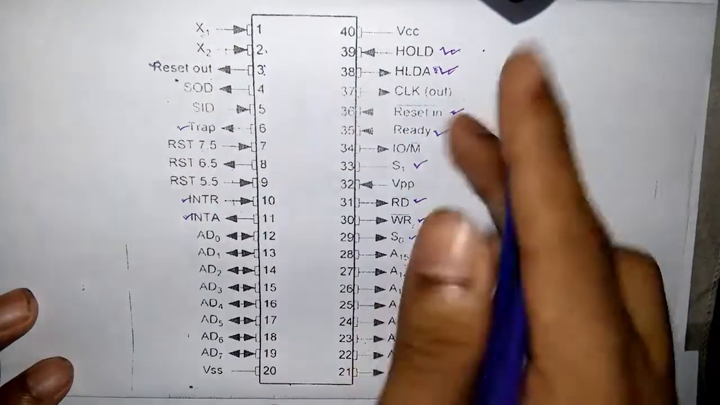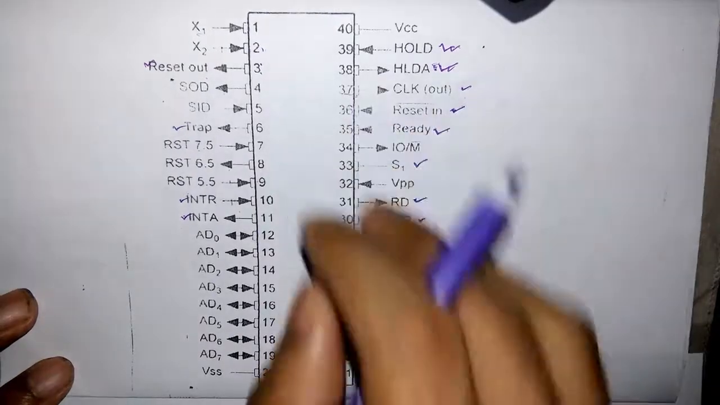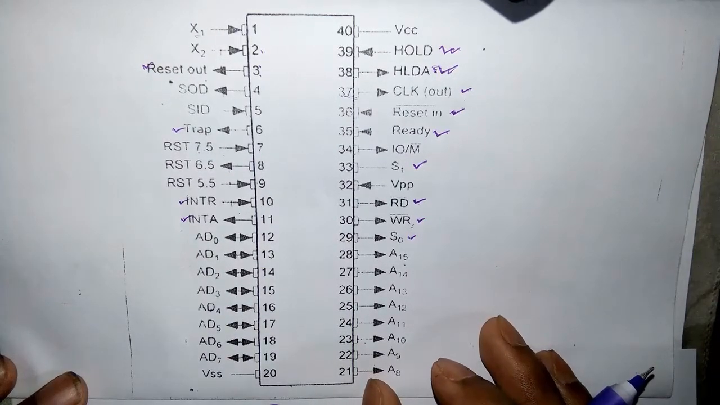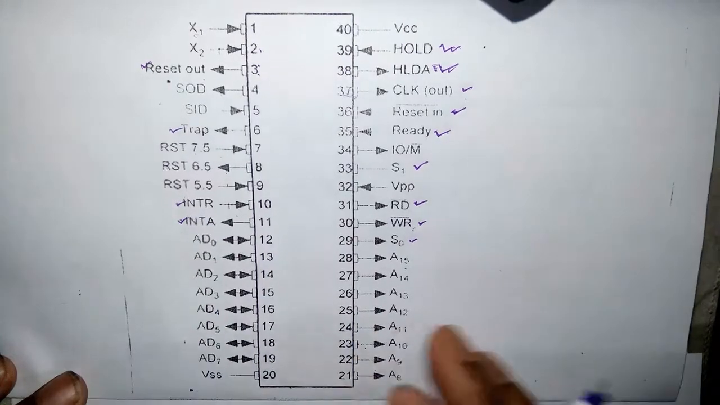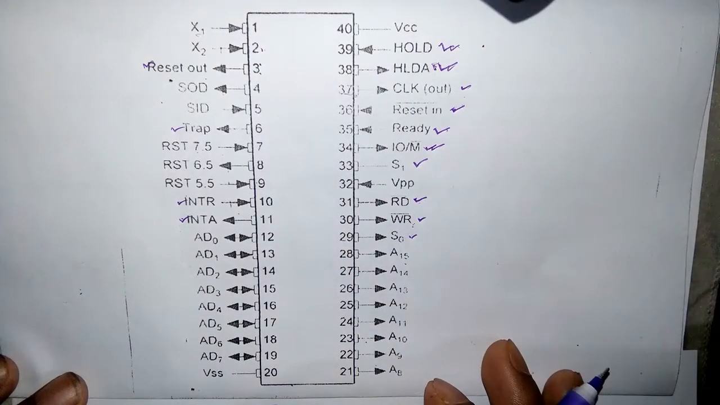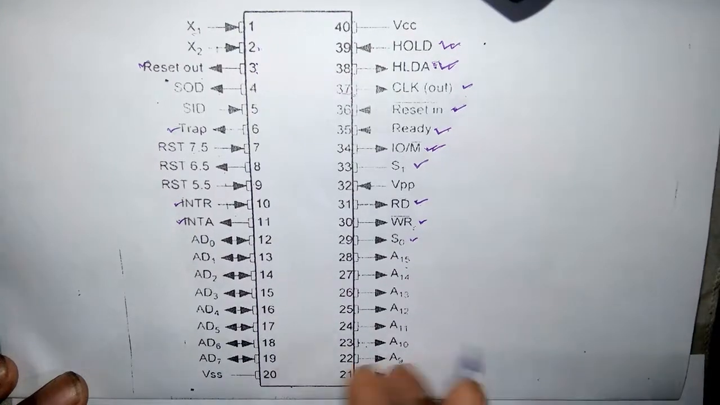Next is CLK OUT. That's pin number 37. CLK OUT is for use as a system clock when a crystal or RC network is used as an input to the CPU. The period of CLK is twice the X1 and X2 input period. So next one is IO/M, input output memory. That signals whether the read and write is to the memory or input output, and it is 3-state during the hold and halt modes.